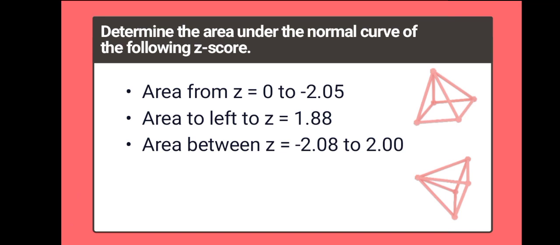Determine the area under the normal curve of the following z-scores. Here is the first example: area from z equals 0 to negative 2.05. The second example is area to the left of z equals 1.88. The last example is area between z equals negative 2.08 and 2.00.